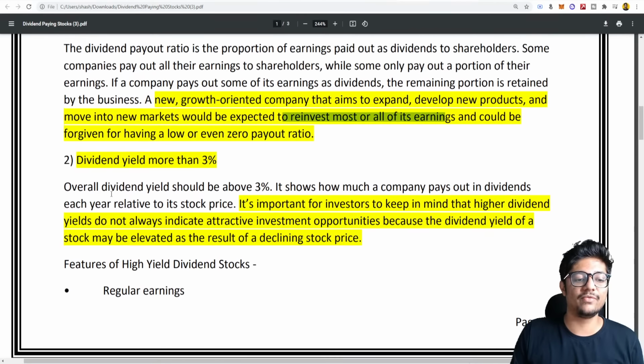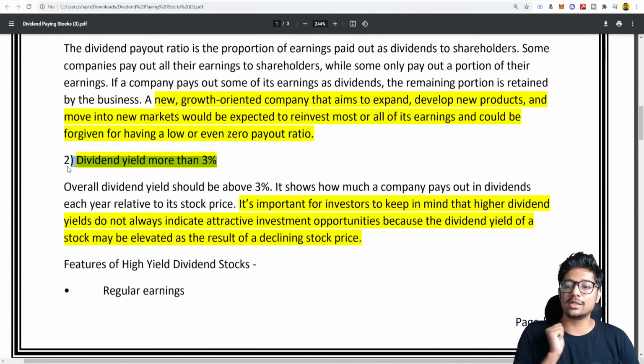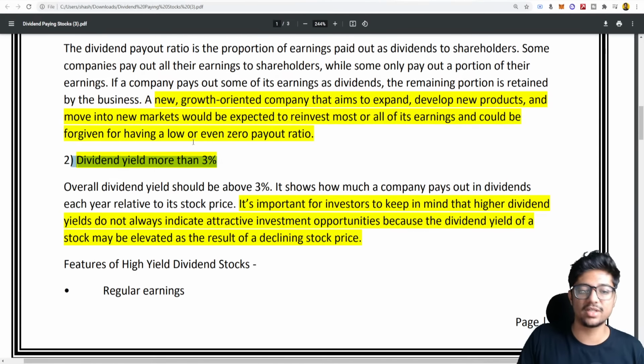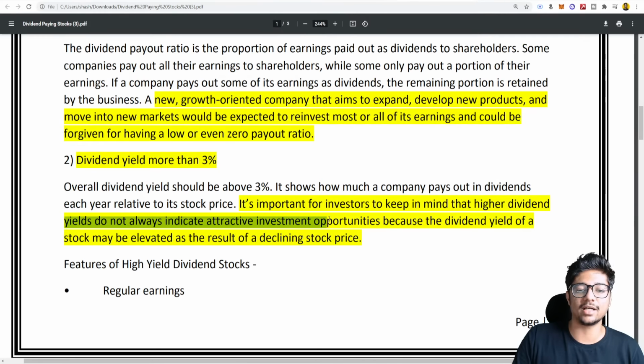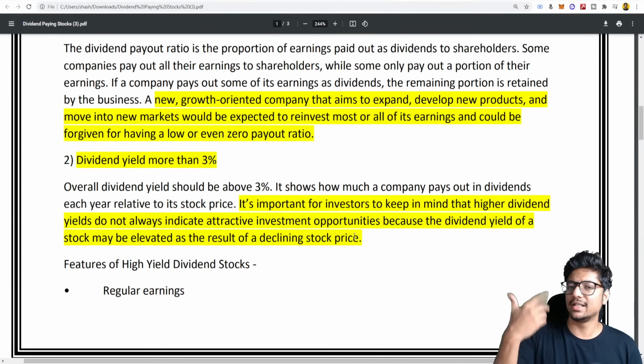Then we have a very important thing called dividend yield, that should be more than 3%. These are two parameters. Now what is dividend yield more than 3%? It is important for investors to keep in mind that higher dividend yield does not always indicate attractive investment opportunities, because the dividend yield of a stock may be elevated as a result of a declining stock price. Dividend yield calculates the stock price against the dividend amount you're getting; divide that, and you get the yield.